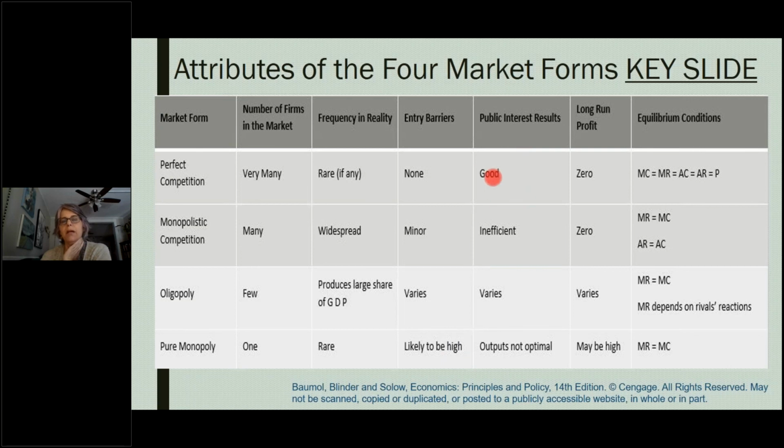Is it good for the public? Perfect competition is great for the public. Monopolistic competition is not great, but they do make a lot of options available to us. Oligopoly, sometimes it's good, sometimes it's not. And monopoly, we know that the output is too little. They don't make enough because they want to restrict the supply to drive up the price. Long run profit is not possible in these 2 more competitive industries. Sometimes it is available in oligopolies, and in monopolies, it'll be high.